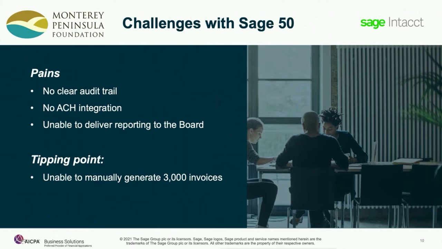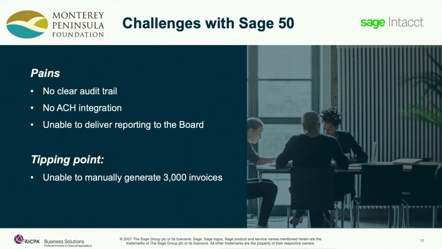Third, the finance director spent too much time hunting down invoices and other paper records, doing invoice approvals, and cutting checks manually. But the tipping point really came when they hit 3,000 invoices. That's when their existing finance team maxed out. They would need to add another person to the team or automate their processes.